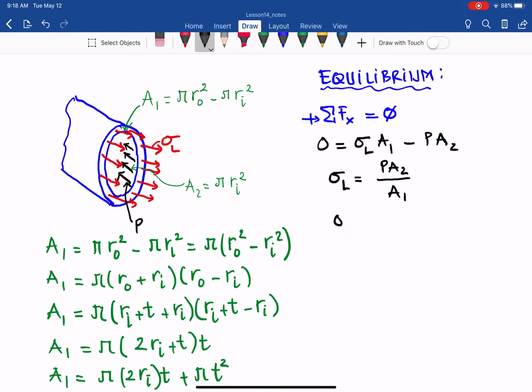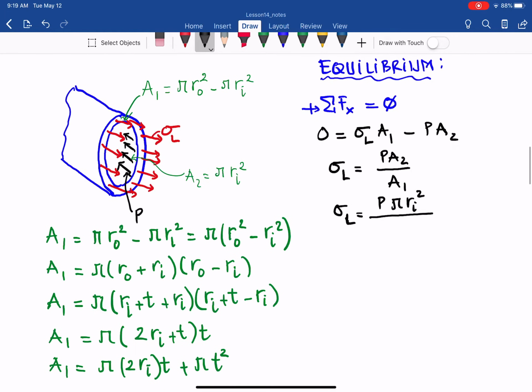So we have sigma L equal to P times A2, which is pi Ri squared, over A1, which is pi 2 Ri t plus pi t squared.